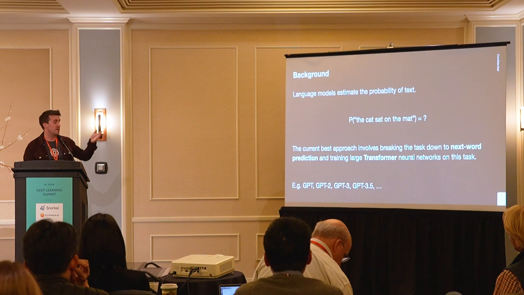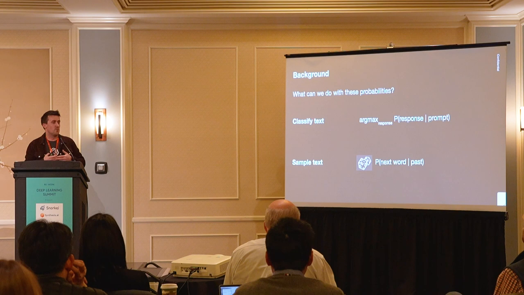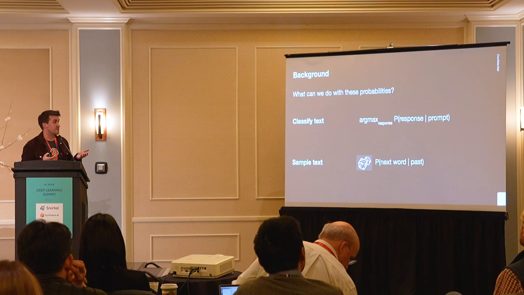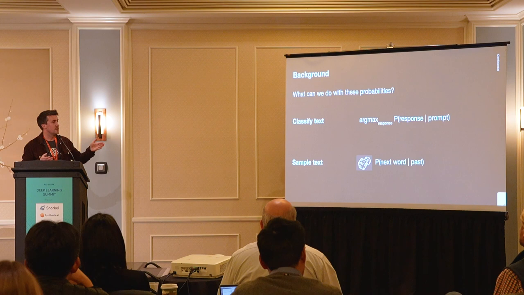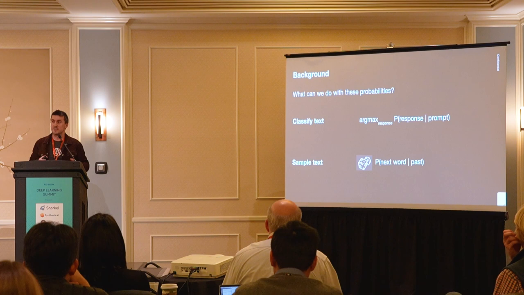So, okay, why would you want to model the probability of text? What is it even useful for? Well, one thing it can be useful for is classification. So maybe if you have a bunch of different responses given a prompt, you might want to classify them. You might want to choose which is the most likely. So you can just calculate these conditional probabilities and take the max, boom, you have classification. Maybe you want to actually generate text. That's the thing I think most people consider the primary purpose of language models. Yeah, you can do that too.